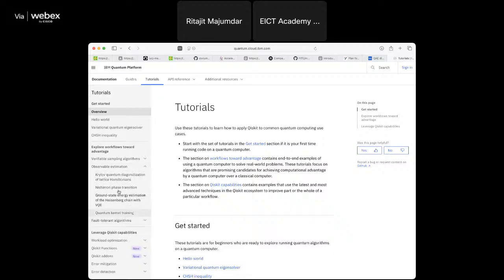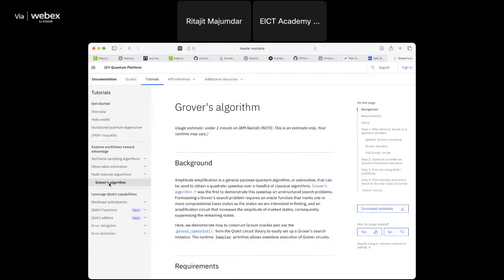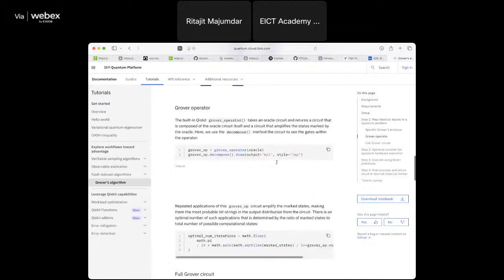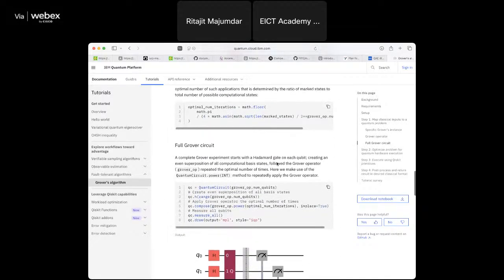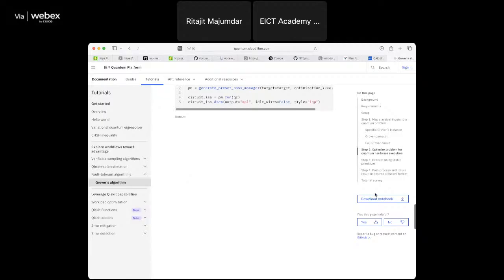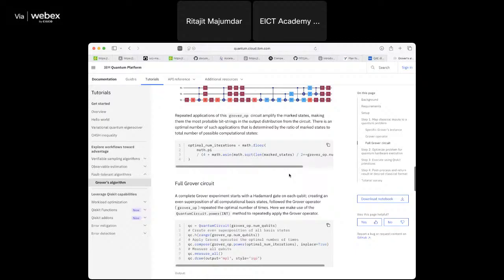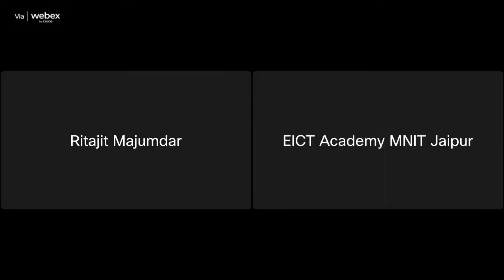VQE, perhaps you have heard of these things, machine learning, new tricks for how you can optimize your circuit better, all of those things. But if you go to fault tolerant algorithms, you will see Grover's algorithm is here. This is the thing that I'll follow precisely. Whatever codes I show you, this is a downloadable notebook. You can just go and download, and this is open to all. So let's go to the code now.